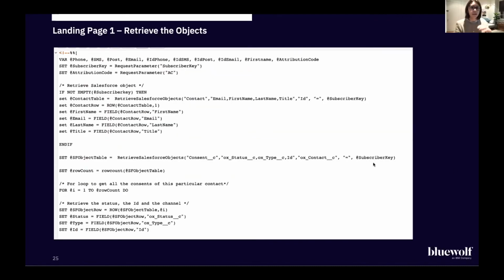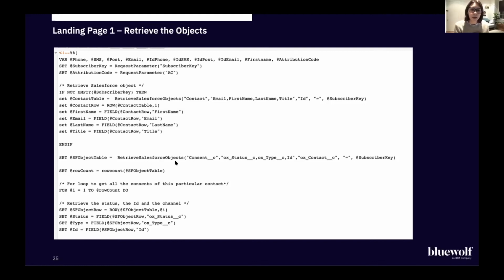Then the most important function on this page is the retrieve Salesforce object. What needs to happen on this page is, because everyone already has a consent, we want to retrieve their information. So you can see the first one is retrieving from the contact object. It's getting just personalization information because it's going to be used on the page. It's not necessary, but it's obviously nice to say, hi, Carrie, this is your consent, instead of, hey, dear customer.